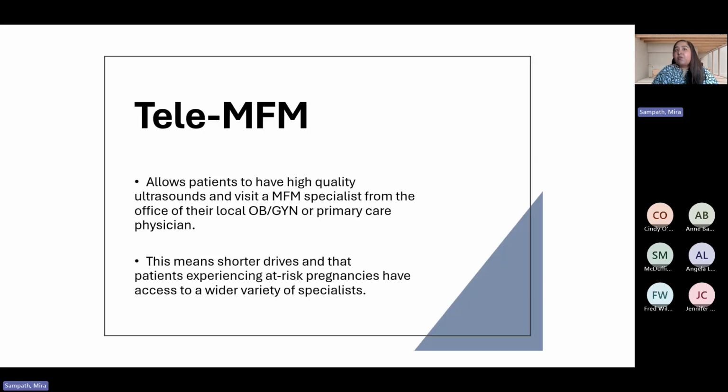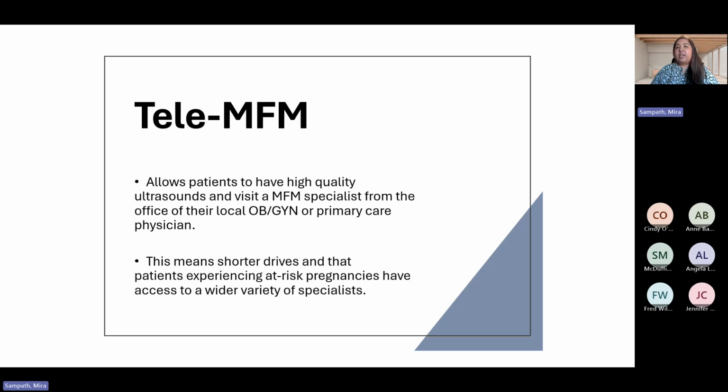So, telematernal fetal medicine of course, allows patients to have high quality ultrasounds and visit a maternal fetal medicine specialist from the office of their local OBGYN or primary care physician. So this means shorter drives and that patients that are experiencing at-risk pregnancies have access to a wider variety of specialists. The program that was talked about in the video was in rural New Mexico.